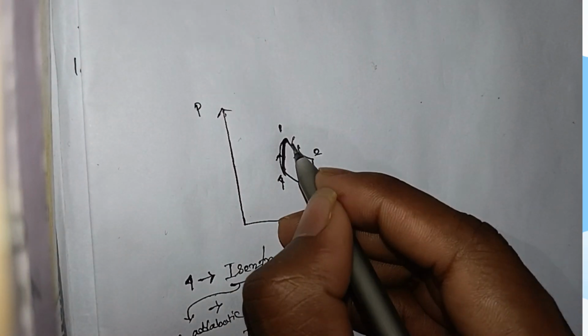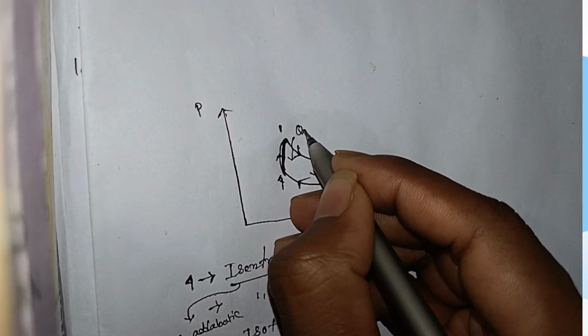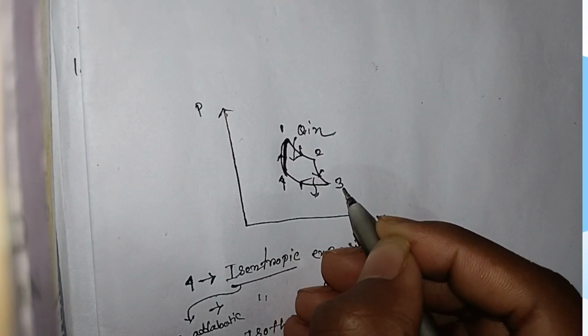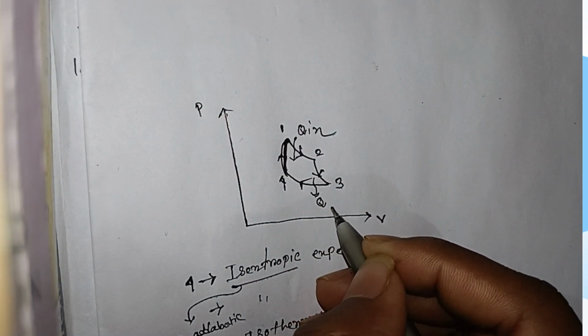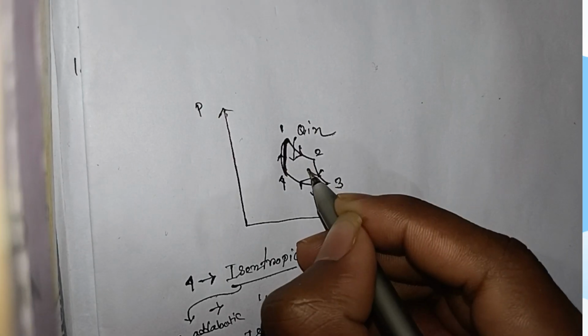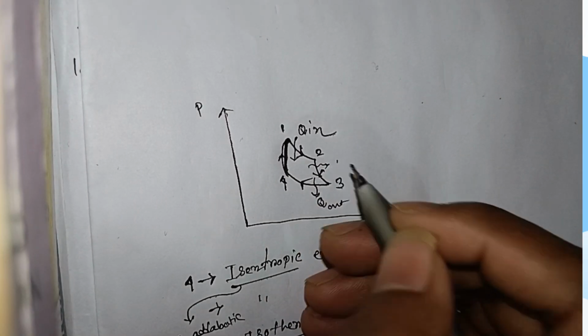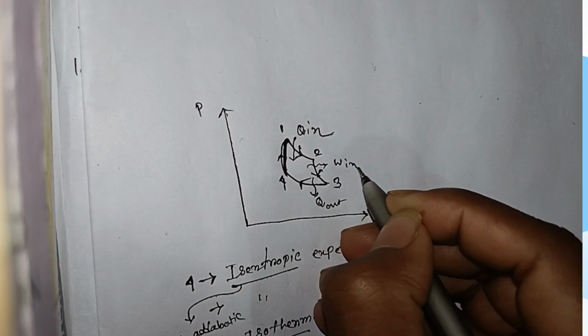Okay, 1 to 2 is the isothermal heat addition Q in, and 3 to 4 is isothermal heat rejection Q out. There is the work input and the work output.